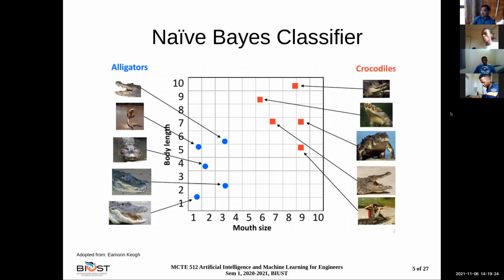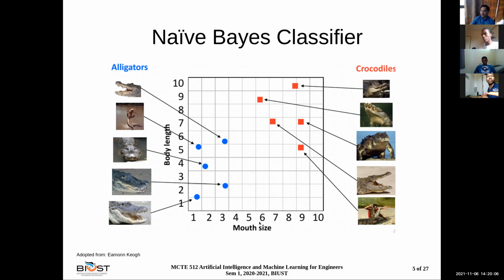In this case, for example, this is the naive Bayes classifier of alligators versus crocodiles. Especially for us in Asia, everything is a crocodile. We don't say alligators. But alligators are normally smaller, and crocodiles are big. In this example, the crocodiles are huge and the mouth is bigger, while alligators are smaller and the mouth is more pointed.